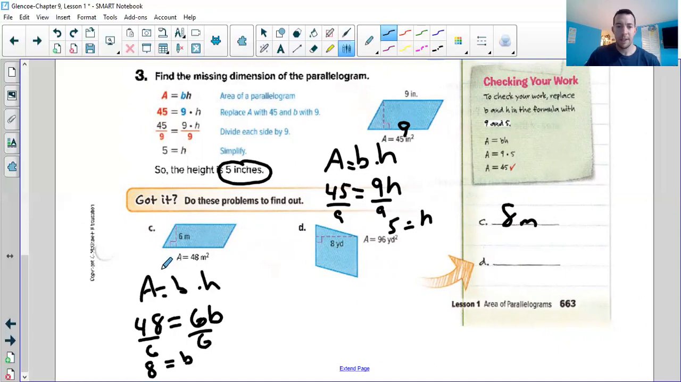And the big key today, make sure that you are always starting with your formula. Formula for a parallelogram, area equals base times height. Make sure that your height is a 90-degree angle to your base, and you should be all set.